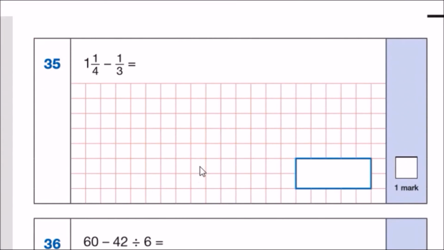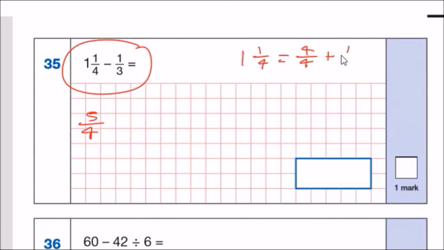Okay, number 35. So this one again is very easy. So just like the previous question, we need to rewrite this. So firstly, when it comes to subtracting and you got mixed numbers, I always find it easier to rewrite it as an improper fraction. So rewrite the first one as an improper. So to do that with 1 1/4, all you have to do is realize that a whole number 1 is 4 over 4. And you add it to the 1/4, so 4 times 1 is 4 plus 1 is 5/4.